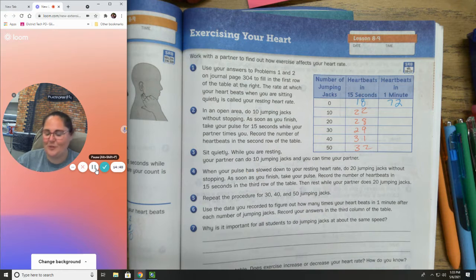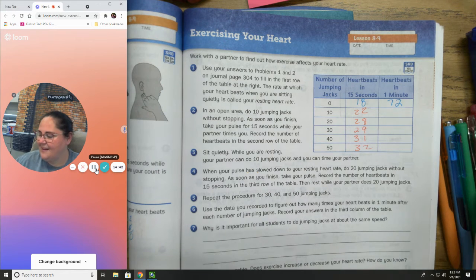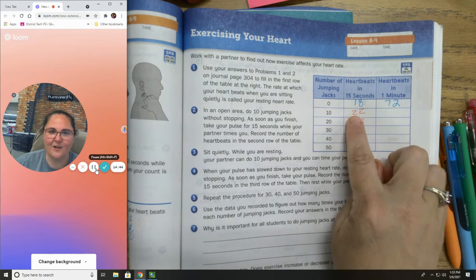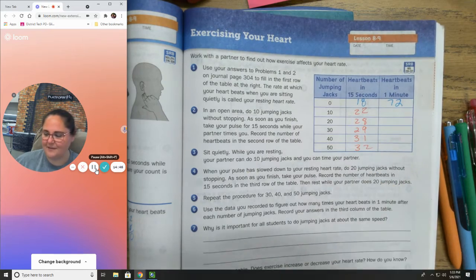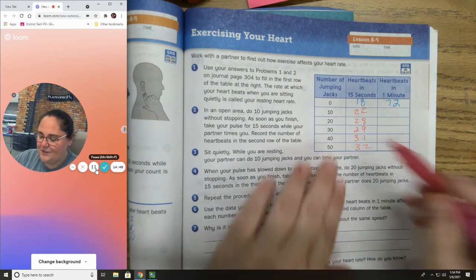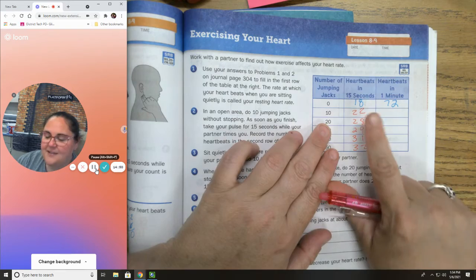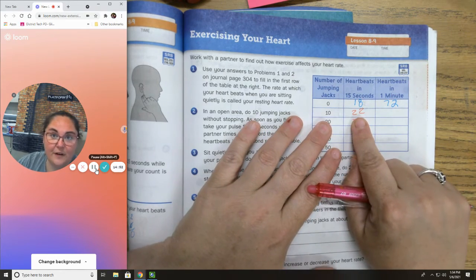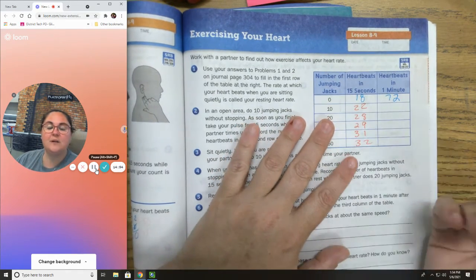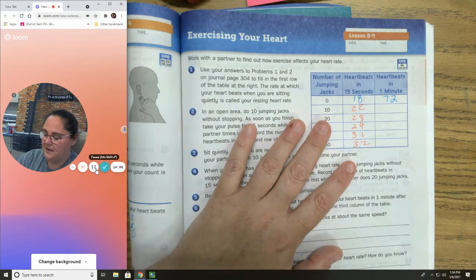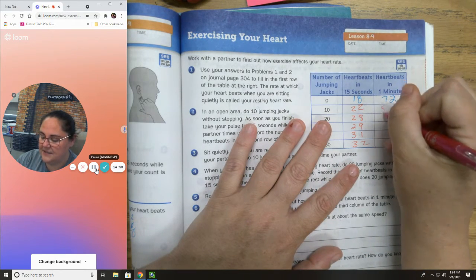All right, that was a lot of fun. My friend decided to do jumping jacks, so we did them like it said. We did a group of 10, rested, 20, rested, etc. So here we go. After 10 jumping jacks, his heart rate was 22 beats for every 15 seconds. And we know that we're going to multiply that by 4. So 22 times 4 is 88.